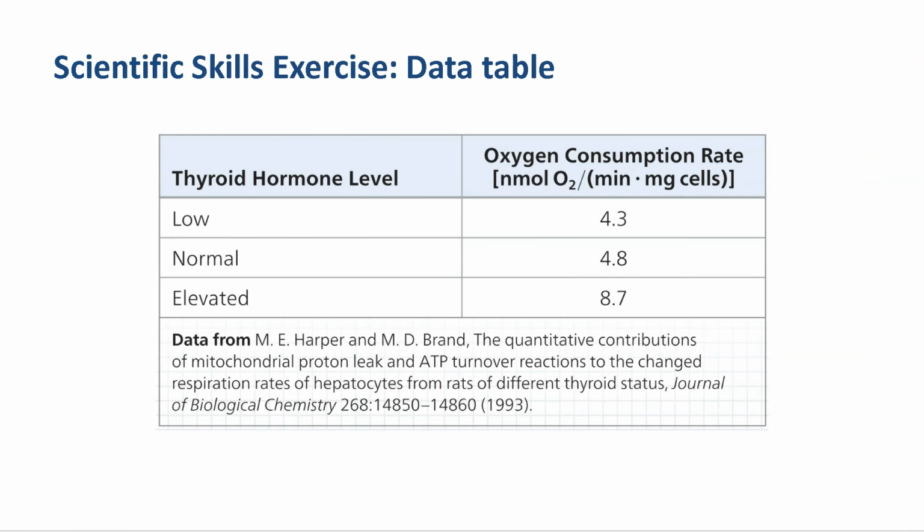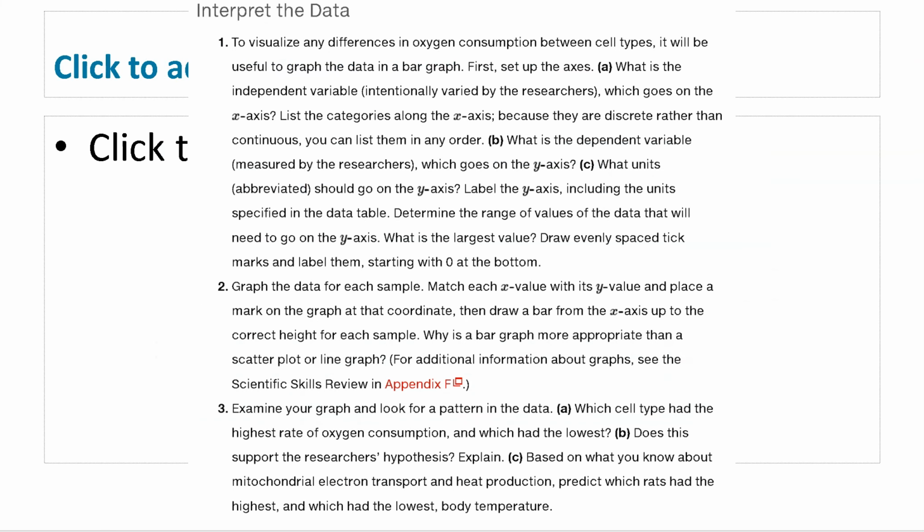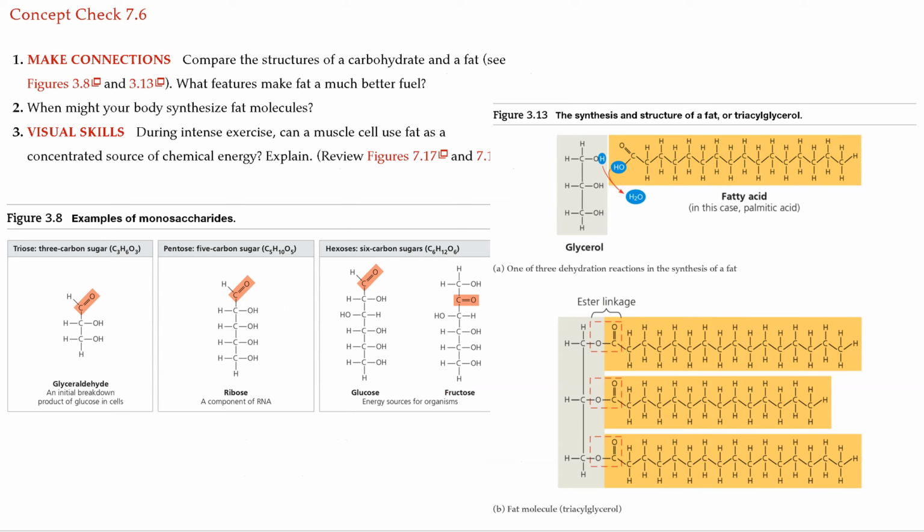So here's your last activity, three questions. Here is the scientific skills exercise I want you to do. We'll talk about it in class. I'll give you some time to work on it in class. Thyroid hormone levels, oxygen consumption rate. Again, we'll think about this down the road. You can pause it here and try to practice this before class. Again, I'll give you some time to do that. And then here are some questions as well. Gave you some pictures there. Fatty acids versus carbohydrates.